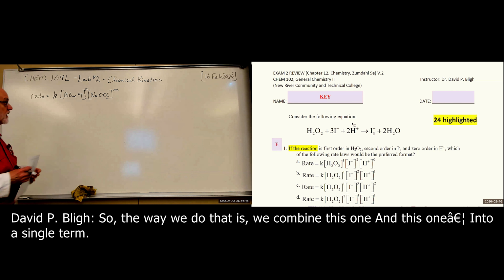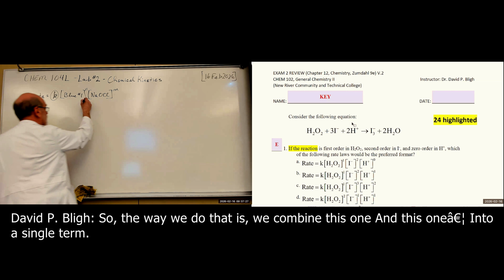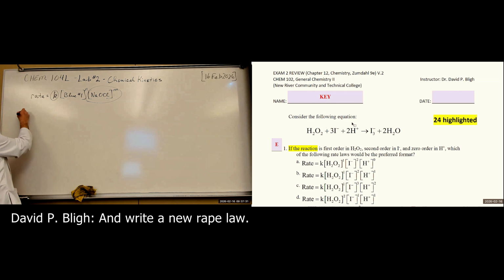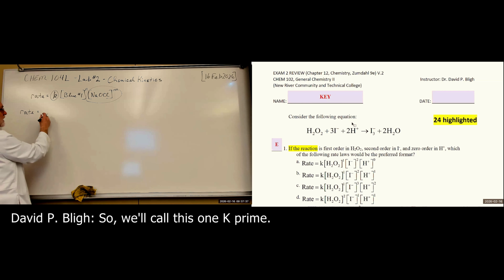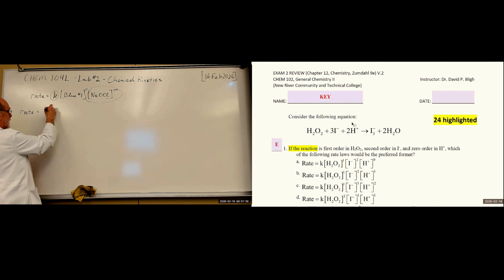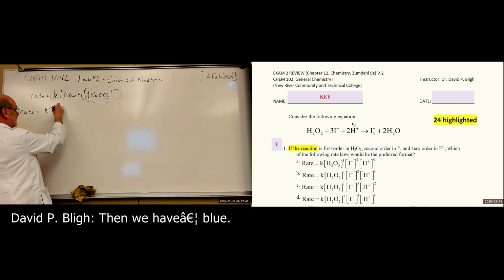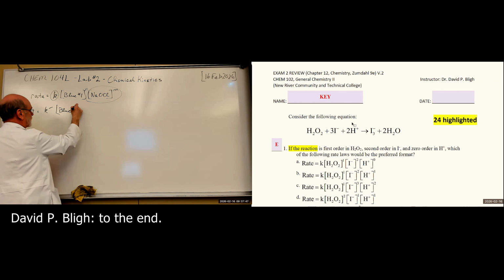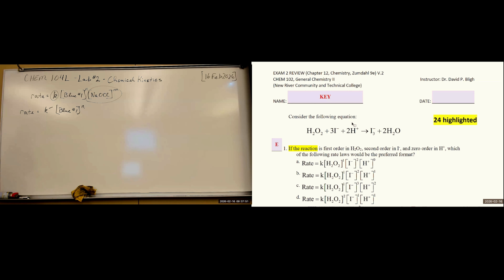Okay. So the way we do that is we combine this one and this one into a single term and write a new rate law, an intermediate rate law, on the way to our final answer. So we'll call this one K prime. And it's just that one times that one. Then we have blue number one to the N. Now we can work with that.